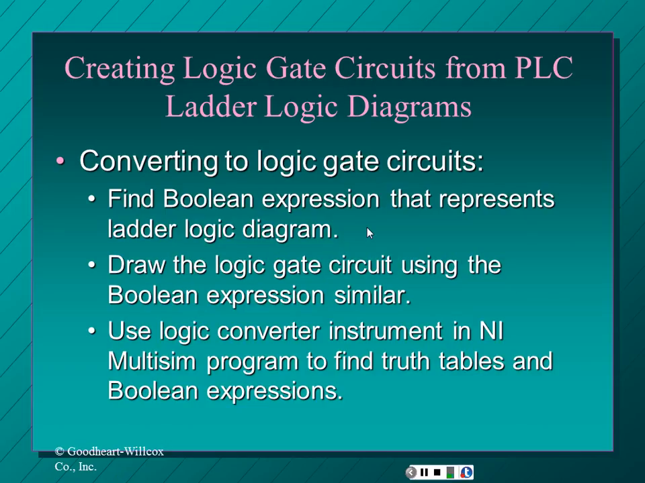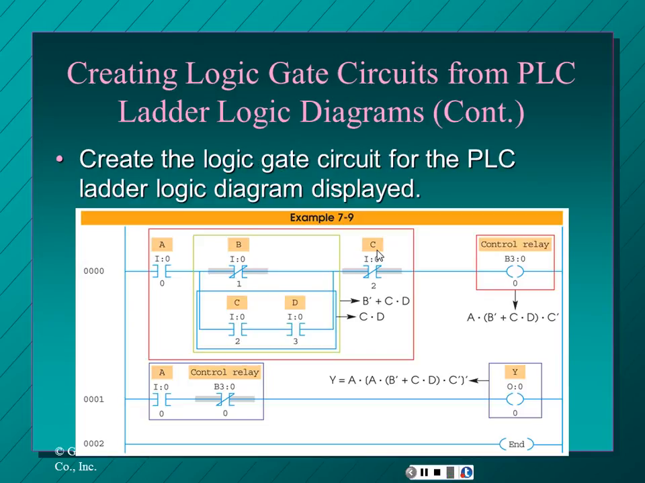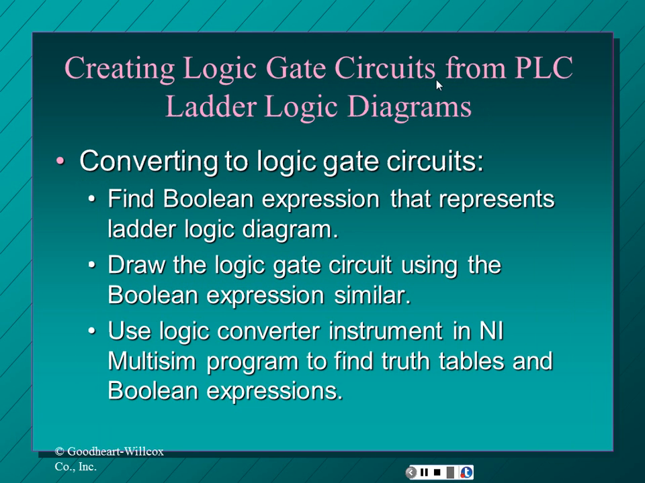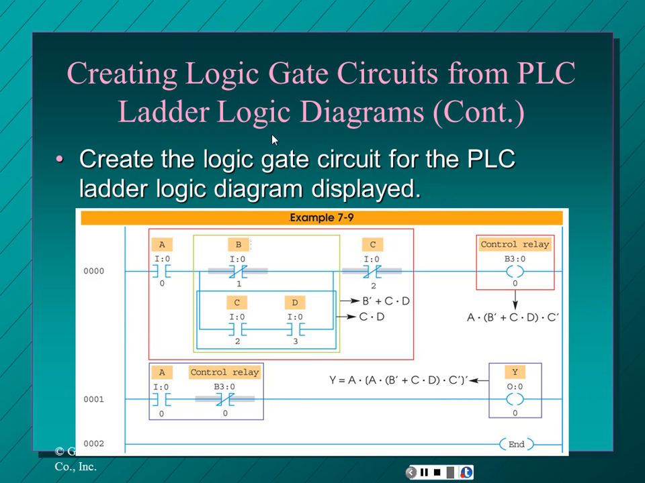Last one we're going to look at is converting logic gate circuits to ladder logic. Sometimes it's easier to find the Boolean expression. So this is the circuit they're going to give us. So we have A, or not B.